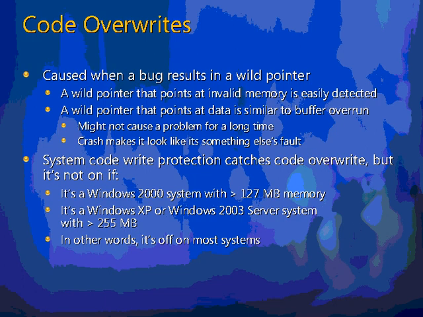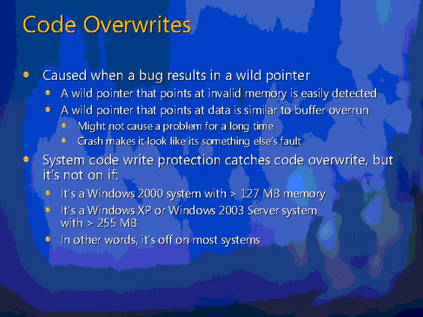But the problem with that feature is that for performance reasons, the kernel turns it off if on a Windows 2000 system you have more than 127 meg of memory, or on a Windows XP or Server 2003 system you have more than 255. In other words, it's never on. So how do you get it on? You turn on the driver verifier and you point at any driver at all, or you can go and manually set it in the registry.